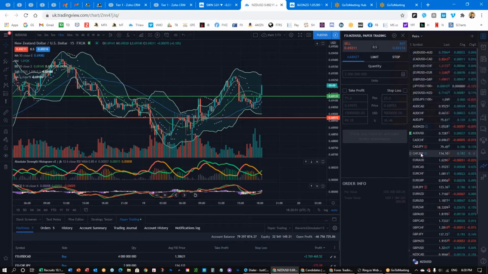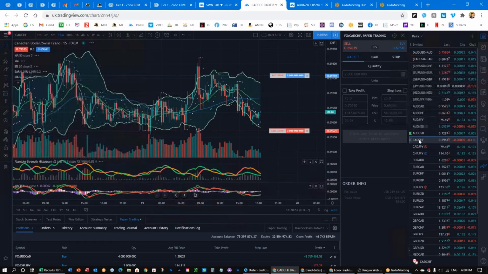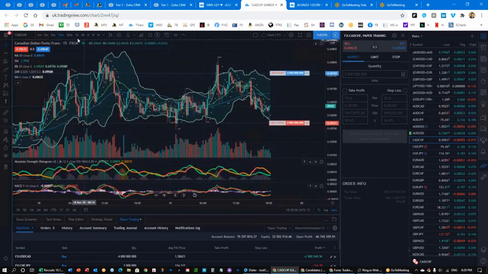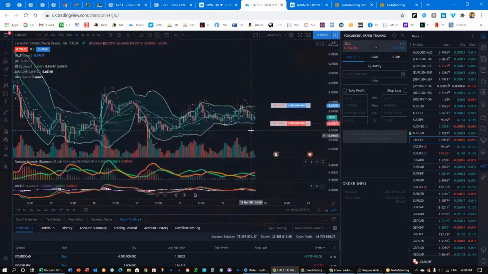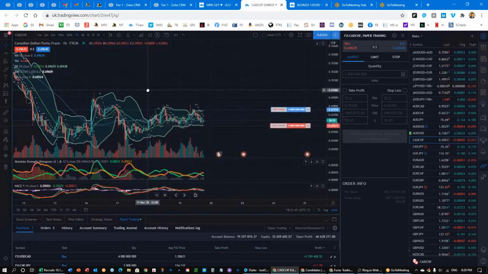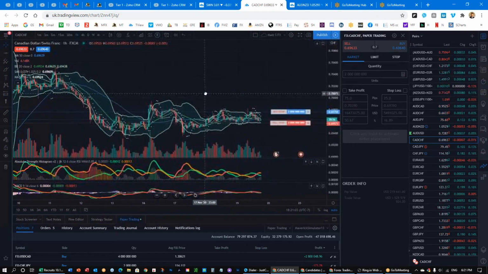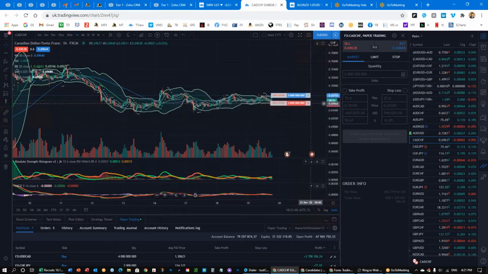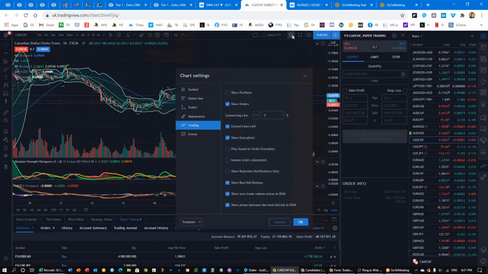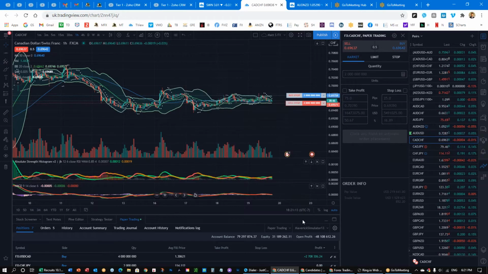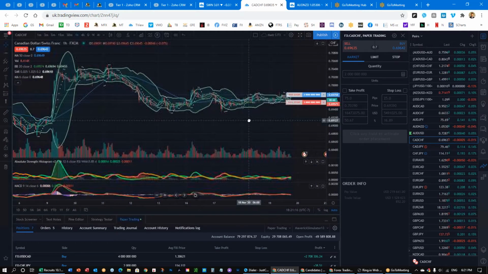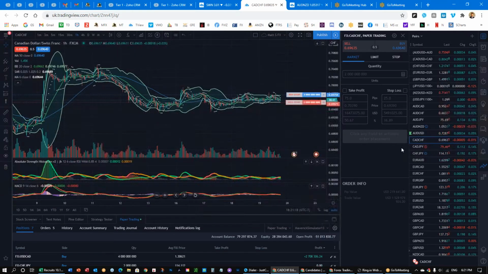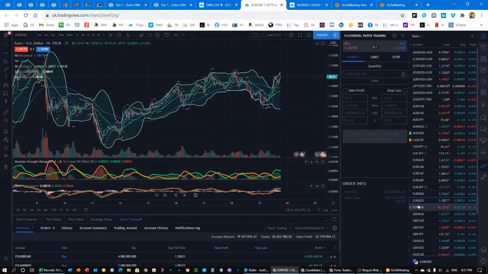Let's take a look at how our CAD Swiss is doing. So it's still kind of, God, I hate how these are so far away from the, there we go. So it's still kind of trying to decide what it's going to do. So I'm going to put a neutral on that. The euro, though, is looking pretty active.